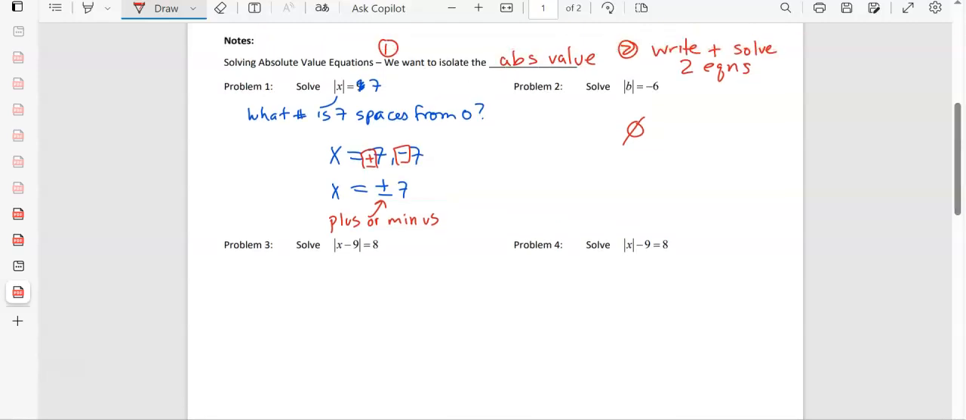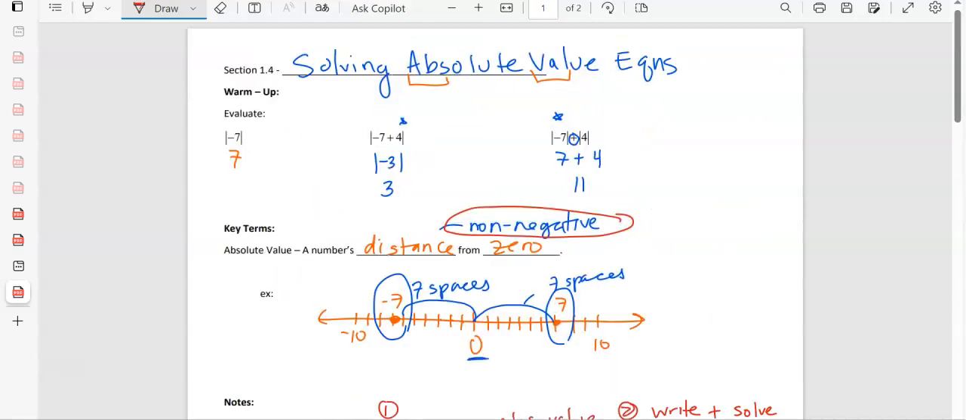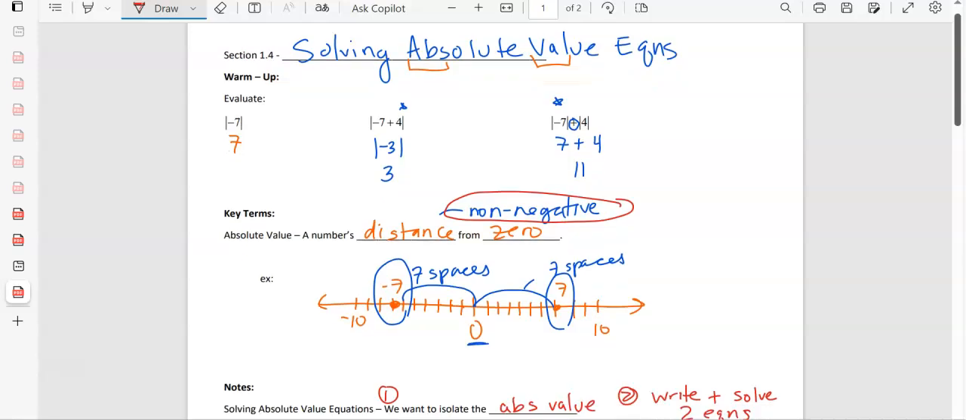So in problem 3, this absolute value is already isolated. In problem 4, I want you to notice, again, I'm using the same operation, minus the same number 9, and the same answer 8, which I did on purpose. But here the absolute value is not isolated. So these two problems are solved differently and they have different solutions. Kind of like the warm-up question, where I gave you the same numbers, also absolute values, with something different based on the order of operations.